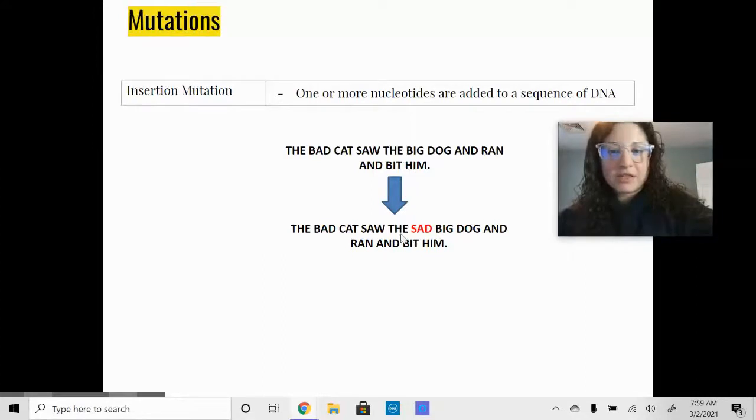So this type of insertion, because we're adding a single amino acid to our protein, it might still make sense. So this could be the difference between brown eyes and blue eyes. It could also be very detrimental, or it could be neutral. So again, mutations aren't always bad. They're not always good. Sometimes they're neutral. It depends on what the actual mutation is.